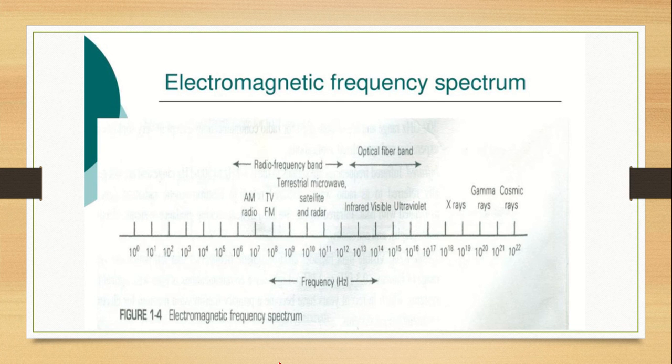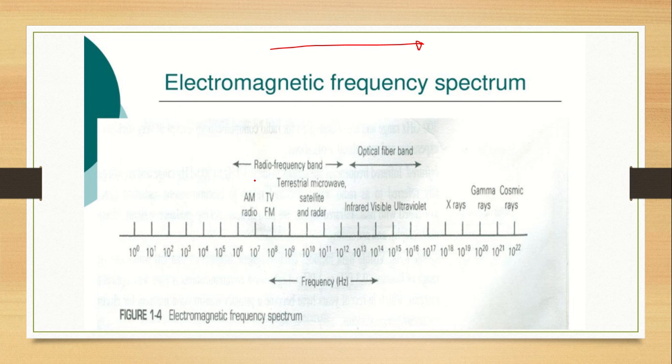All right. So here's the electromagnetic frequency spectrum. The reading here is from left to right, so the frequency is increasing. We have here 10 to the 0 means 1, 10 to the 1 is 10, 10 to the 2 is 100, 10 to the 3 is 1000, 10 to the 4 is 10,000, 10 to the 5 is 100,000, 10 to the 6 is 1 million hertz. So the unit here is hertz.